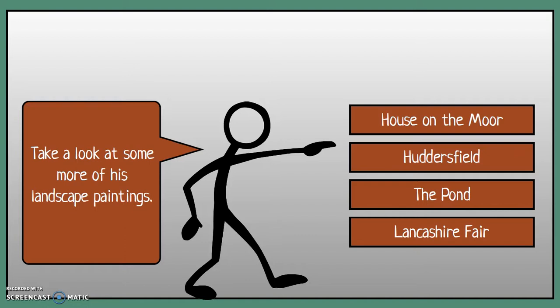So have a little explore on that website, have a look at the house on the moor, Huddersfield, the pond, Lancashire Fair. See whether he always uses this idea of foreground, midground and background. Do they always take up 1/3, 1/3, 1/3, or does he play around with them? And how can you spot where that difference begins?